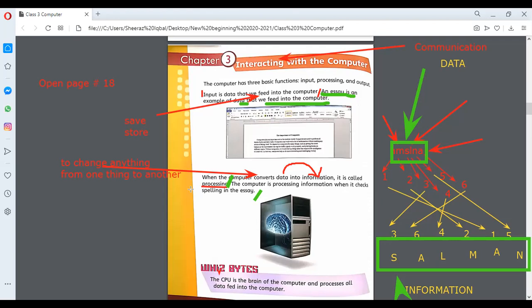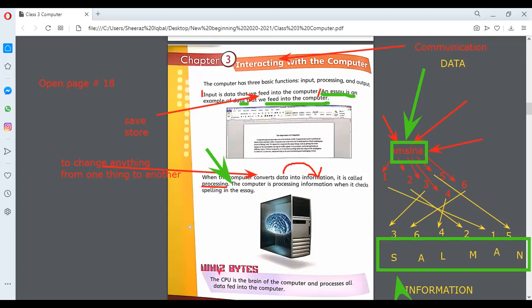Okay. Omar Hani, can you read this one for me? Let me draw the arrow. Here, here. The computer is processing information when it checks spellings in the essay. In the essay. Okay.